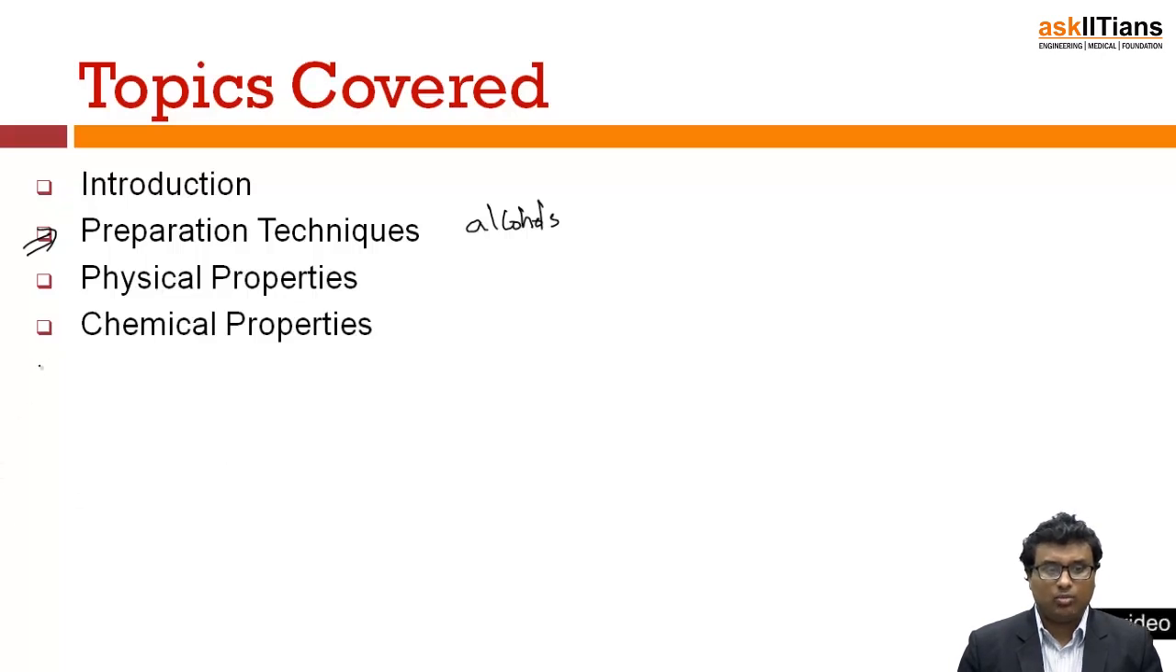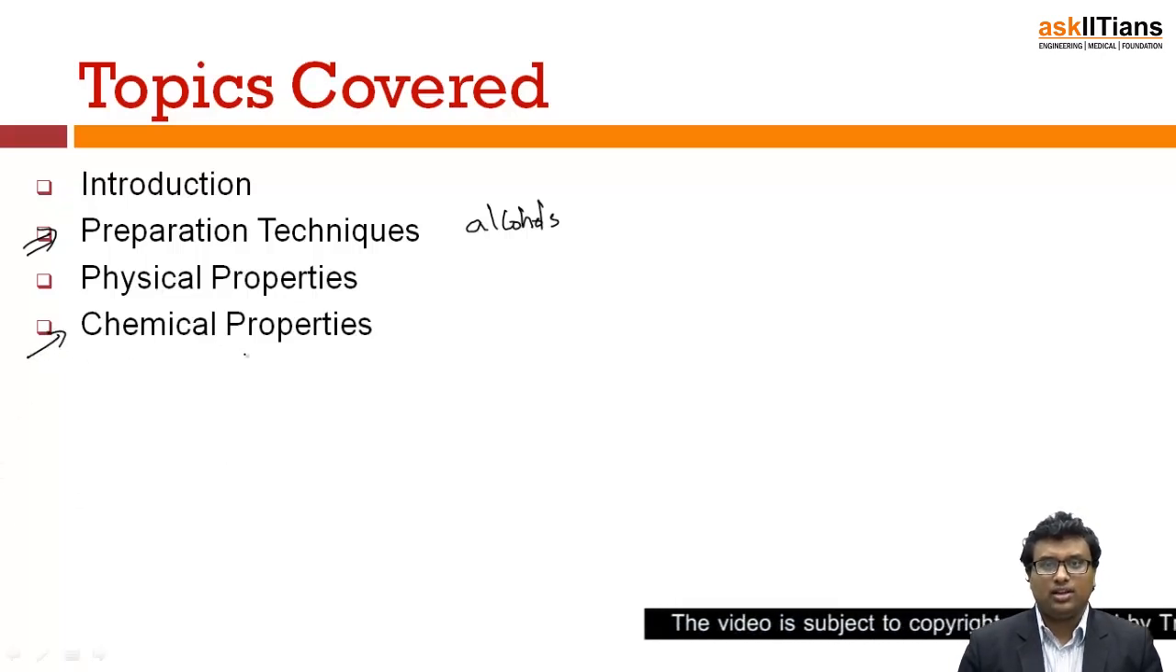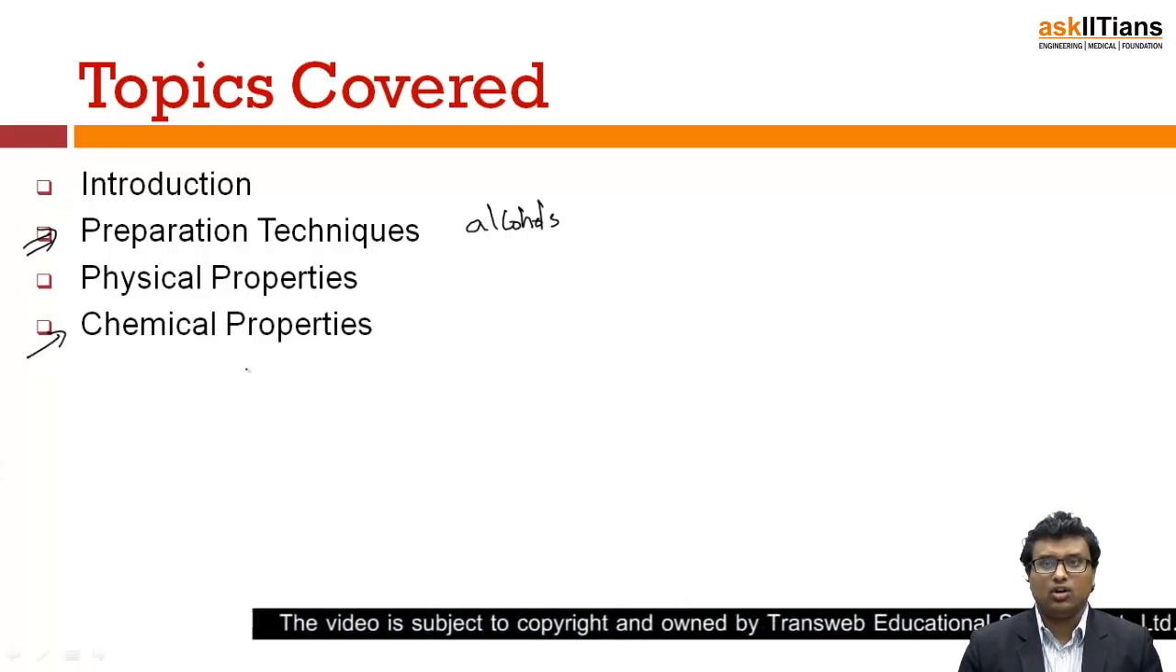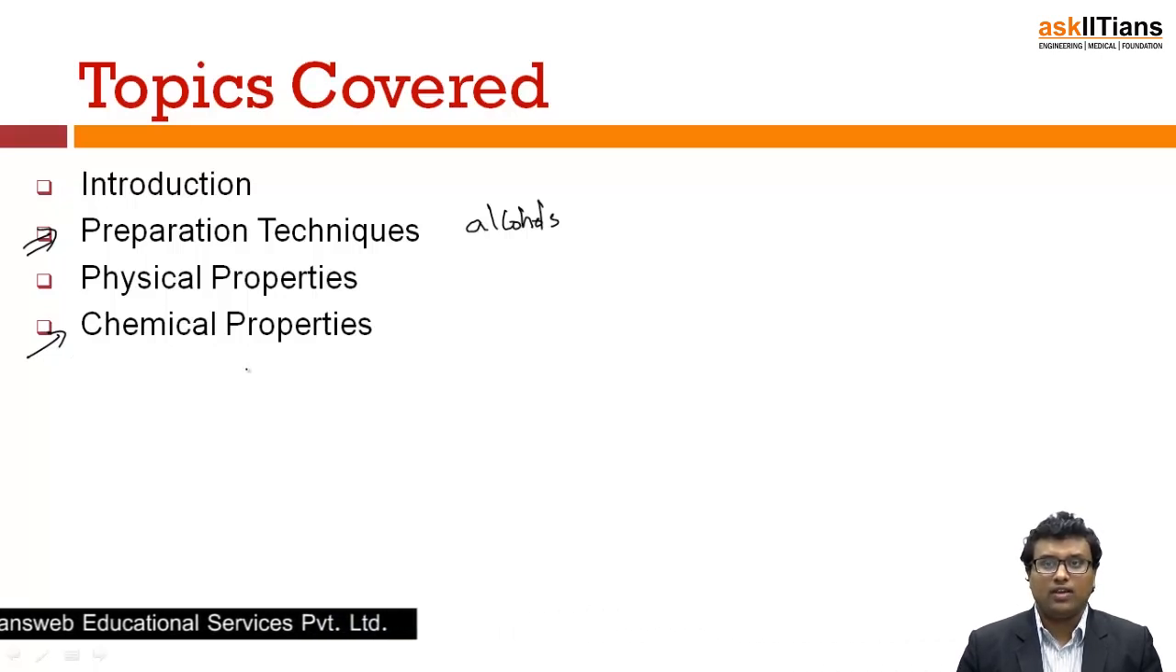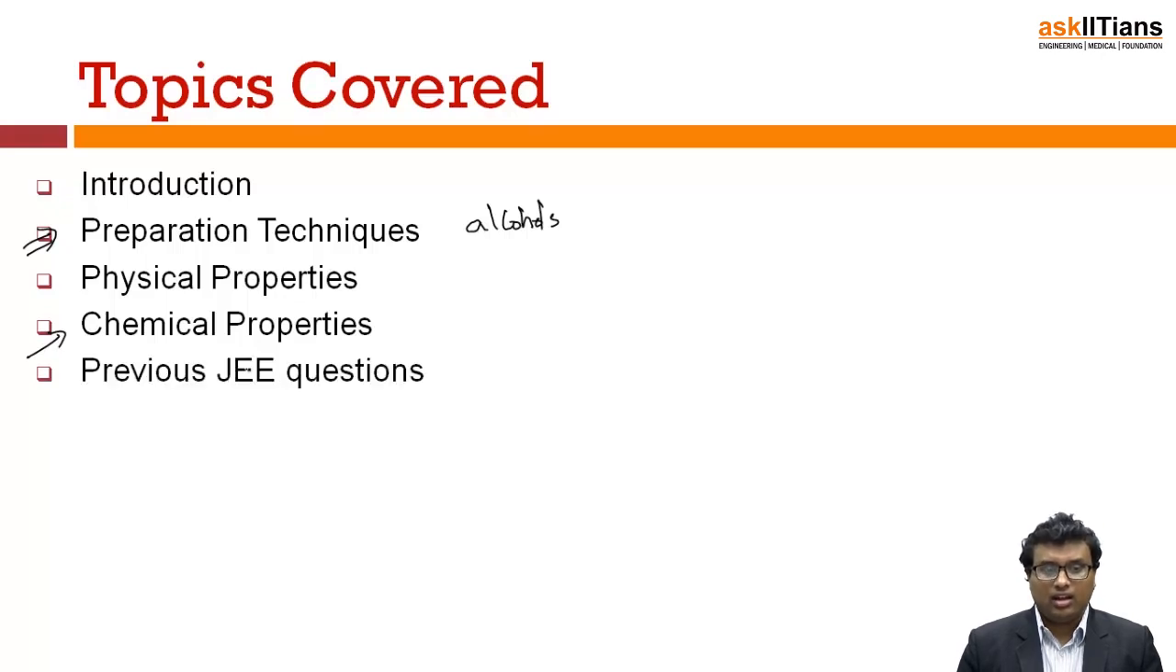Next, chemical properties. In chemical properties, I will be focusing on the concepts related to the reactions of amines: how a given 1 degree amine can react, how a given 2 degree amine can react, how a given 3 degree amine can react. And last, I will be discussing some of the important previous JEE questions related to amines.